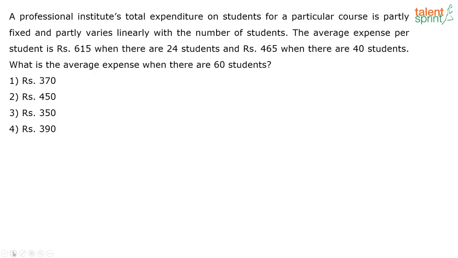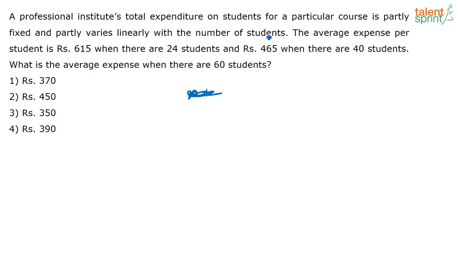Now, what is the thing about total expenditure? See, there is a fixed part and a variable part to it. So let me assume that the fixed part is X rupees. How many ever students are there, this X rupees is fixed when it comes to the expenses. Then you have a part which is varying according to the number of students. Now, let us first see what they are saying.